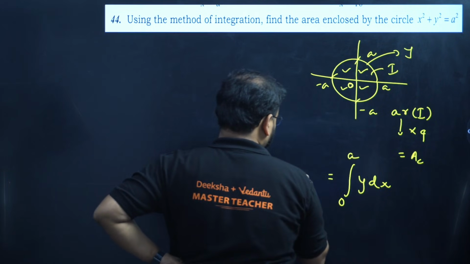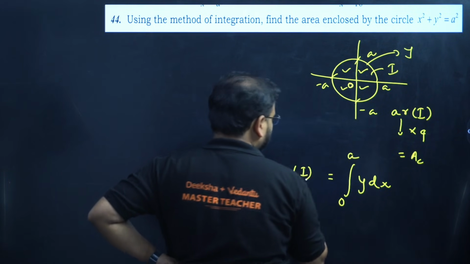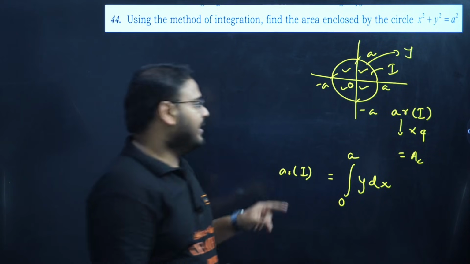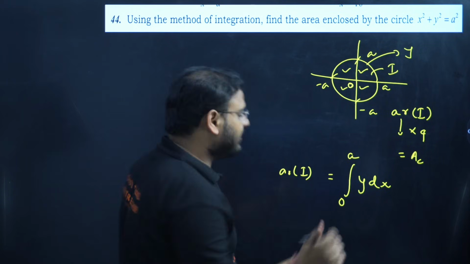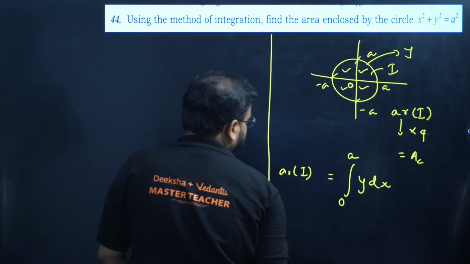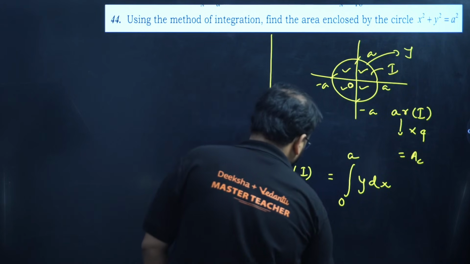You'll end up with what? Area of part 1. Area of part 1 will be integration of the curve y dx from 0 to a. Now where is y, sir? We're gonna find that. So how do you find y, sir?